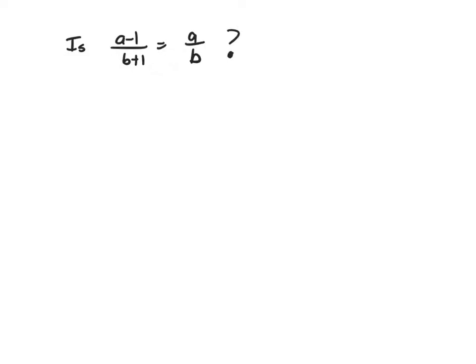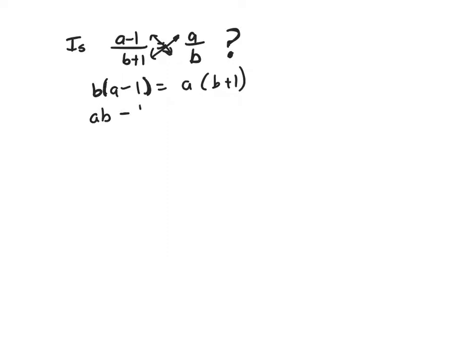I think what I want to do first is see if I can simplify (a minus 1)/(b plus 1) equal a over b. So let's cross multiply, and that will give me b times (a minus 1) equals a times (b plus 1). I'm just manipulating what's given. Now use the distributive property, get rid of your parentheses.